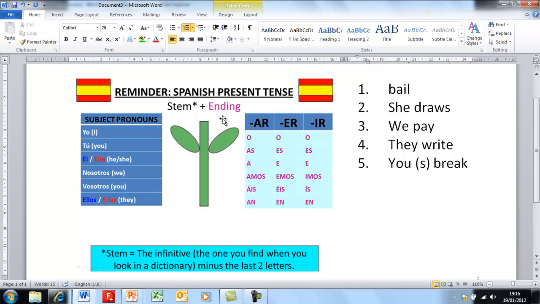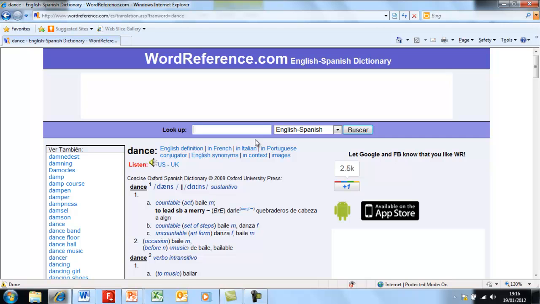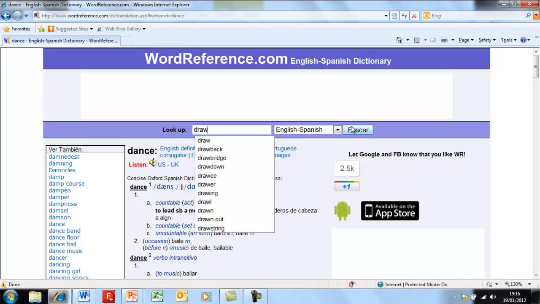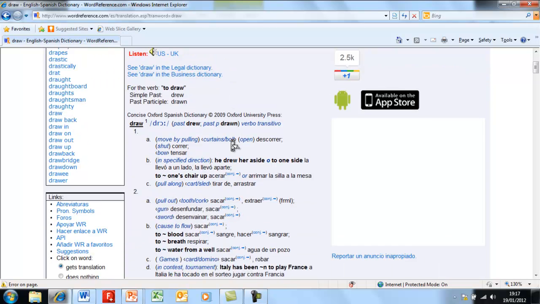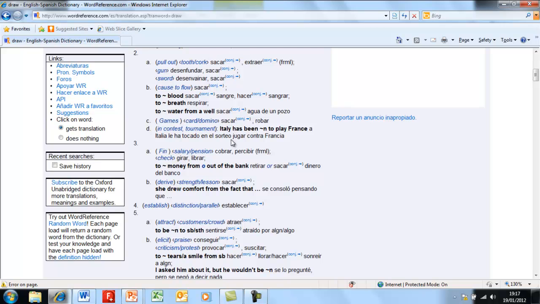Now if we use this reminder form here, we can see that for AR the ending would be O if you want to say I. Milo. Next, she draws. We need to find the verb to draw. So we type draw and then buscar. As we can see, there are lots and lots of examples here. So let's see if we can scroll down to find the one to draw, as in to draw a picture.